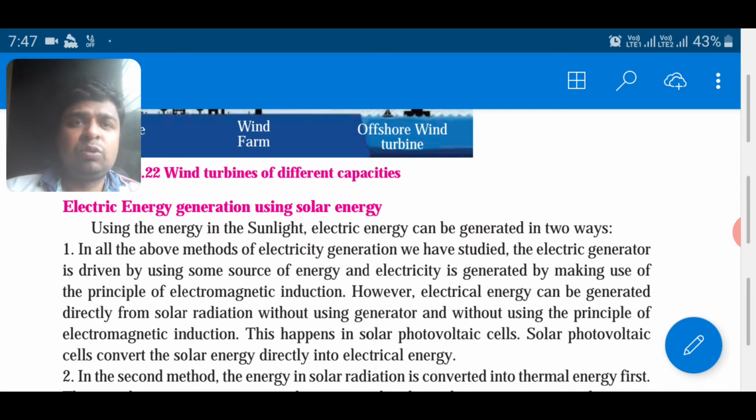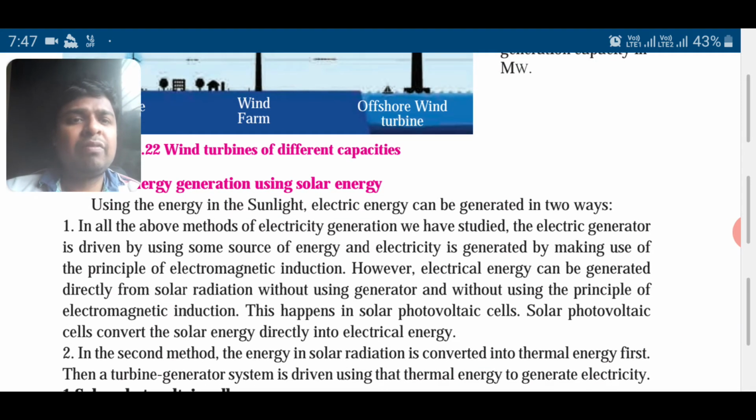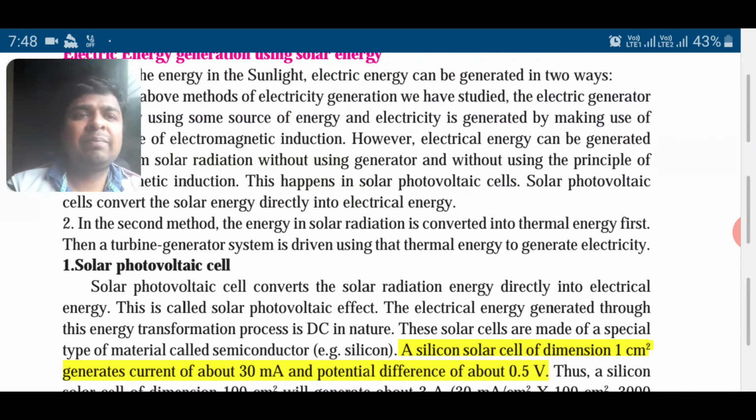Now there are two ways to produce electricity by solar energy. Number one is without the use of electromagnetic induction. Electrical energy can be generated directly by solar radiation by using a special type of cells called photovoltaic cells. A solar photovoltaic cell converts solar energy directly to electrical energy. The second method is that it is converted into thermal energy first, and then a turbine is used to convert it into electricity. So we heat water first, or we heat some oil, and then we produce steam and then produce electricity, as discussed earlier, by rotating the turbines.